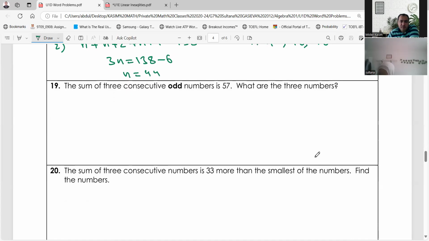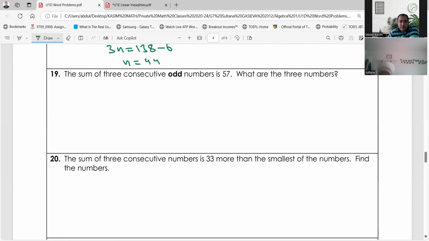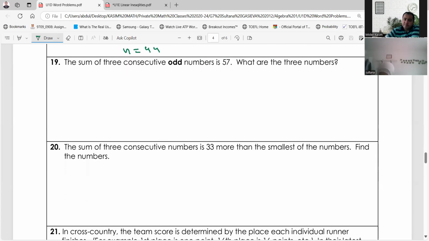Okay, I'll try it a bit faster. Read the question first. The sum of three consecutive odd numbers is 57. What are the three numbers? Okay, 90 seconds, Sultana.